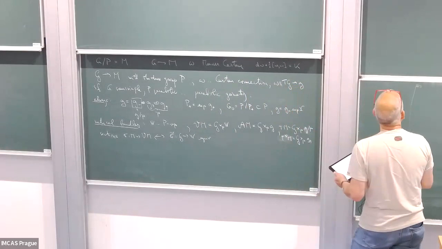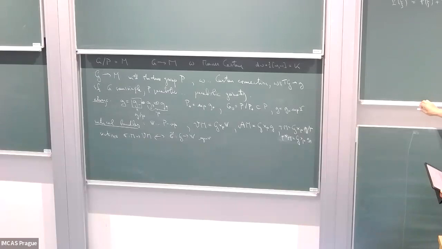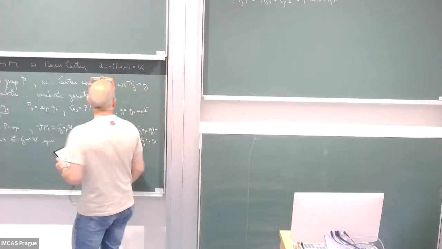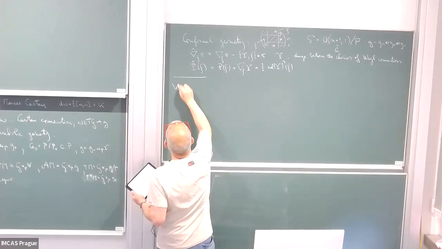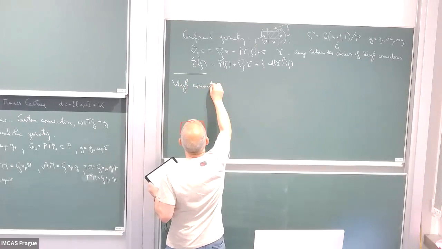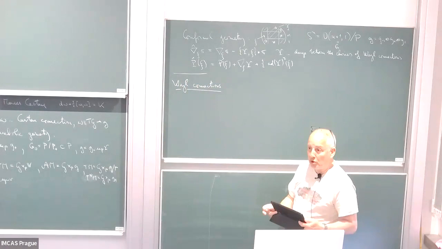Right, where shall I put it? I shall put it here, right? So you will see it here. So this is the Weyl connection. So I will need Weyl connections. And actually what I need is a bundle of Weyl connections. But what does it mean, Weyl connections?